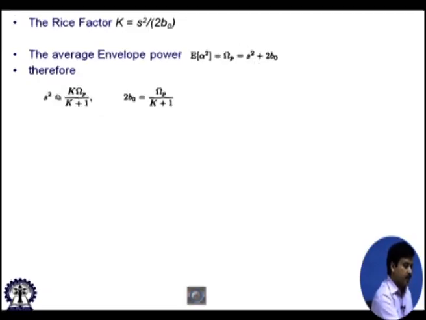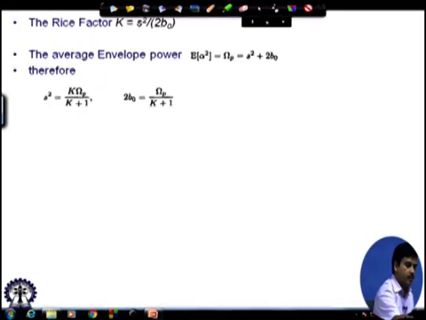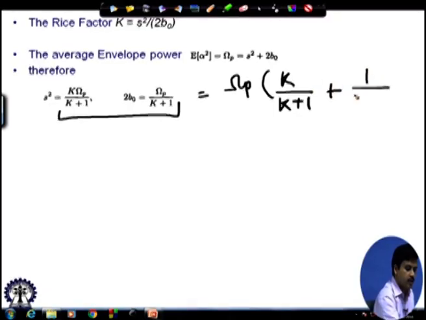So, therefore, s squared is equal to k times omega p divided by k plus 1, and 2 B0 squared is omega p by k plus 1. Now, if you add these two components, this plus this, what you are going to get is omega p k by k plus 1 plus 1 by k plus 1, which is equal to nothing but omega p, and which is described in this equation.